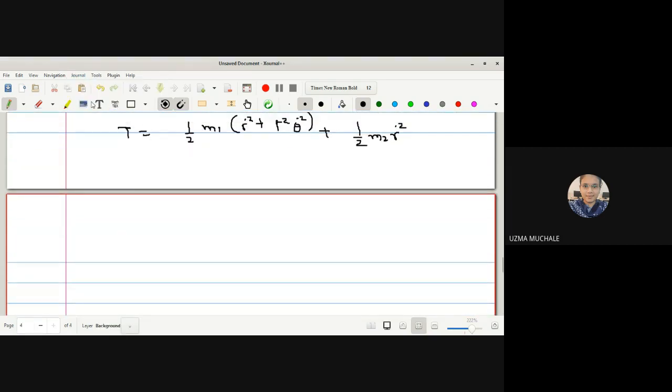In a very similar way, we have to find the potential energy V, which is equal to V1 plus V2: the potential energy due to mass m1 and the potential energy due to mass m2.